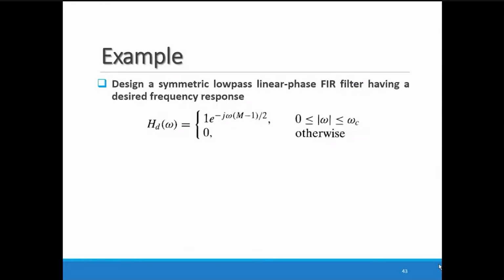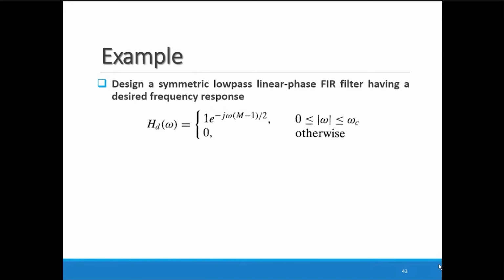Design a symmetric low pass linear phase FIR filter having a desired frequency response H_d(omega) equal to 1 into e raised to minus j omega (M minus 1)/2, where 0 is less than or equal to mod of omega less than or equal to omega c, and 0 for the other values. So here one desired frequency response H_d(omega) is given to you.